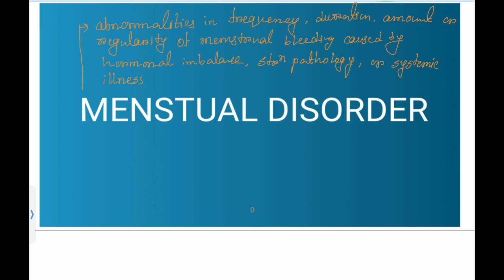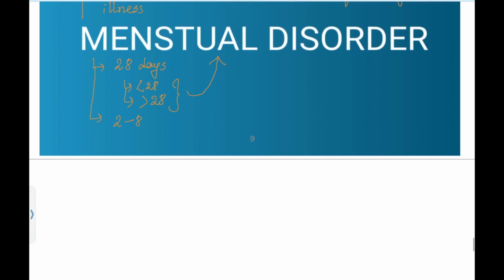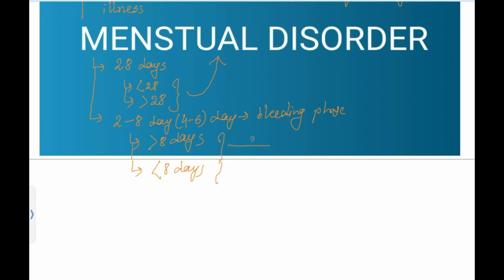So what is the definition of menstrual disorder? Any abnormalities in frequency, duration, amount or regularity of menstrual bleeding caused by hormonal imbalance, structural pathology or systemic illness. ठीक है? So the menstrual cycle, we said, on an average is 28 days. If the cycle is below 28 days or comes at more than 28 days interval, that can be classified under menstrual disorder. The first phase of menstrual bleeding stays for 2 to 8 days, on an average 4 to 6 days. If in any woman this bleeding phase stays for more than 8 days, or less than 2 days, that also will come under menstrual disorder.